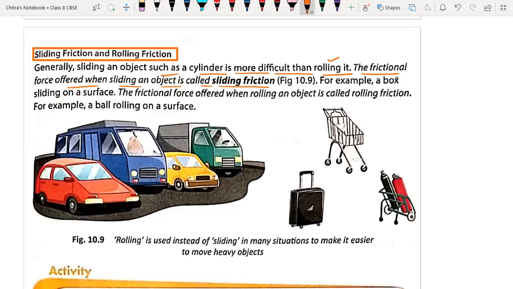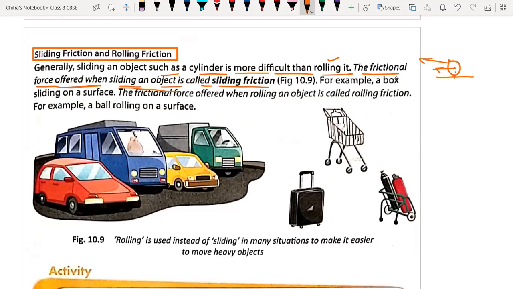Suppose here we have an object, and we are pulling that object. Between that object and the earth we have friction. If it is in moving condition, we are going to slide that object. During that time, the friction working between the object and the earth or any surface is called sliding friction. The friction force offered when an object is sliding, that means the force acting between them, is called sliding friction.